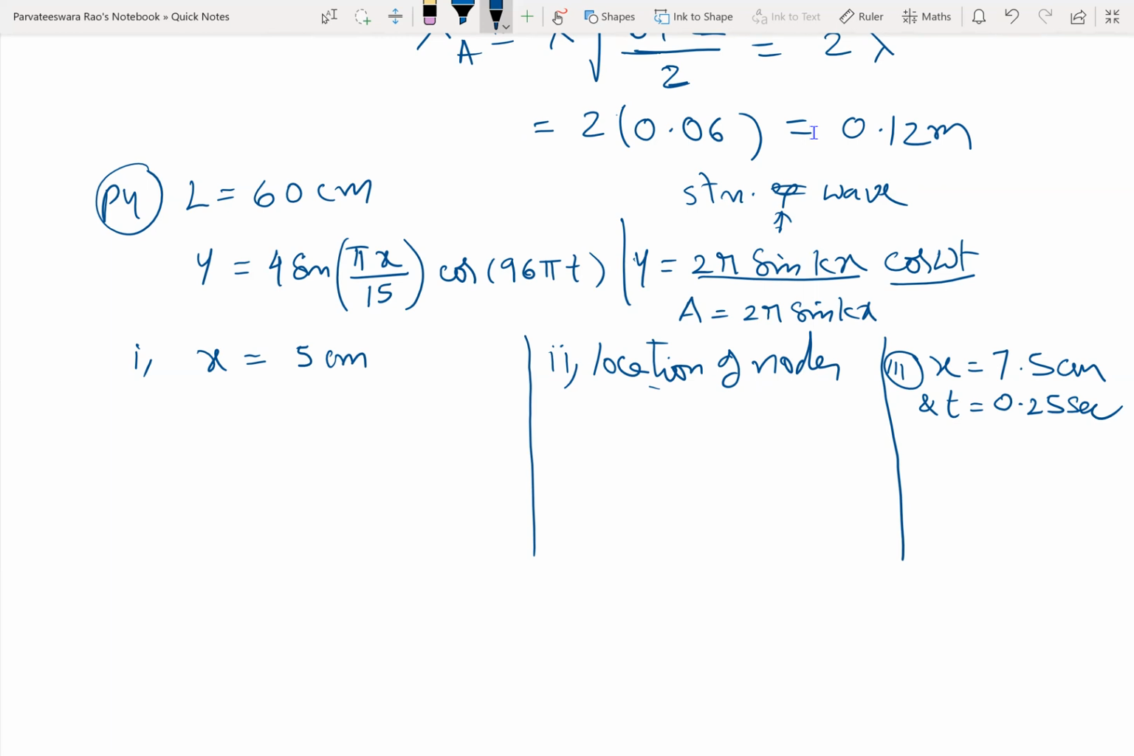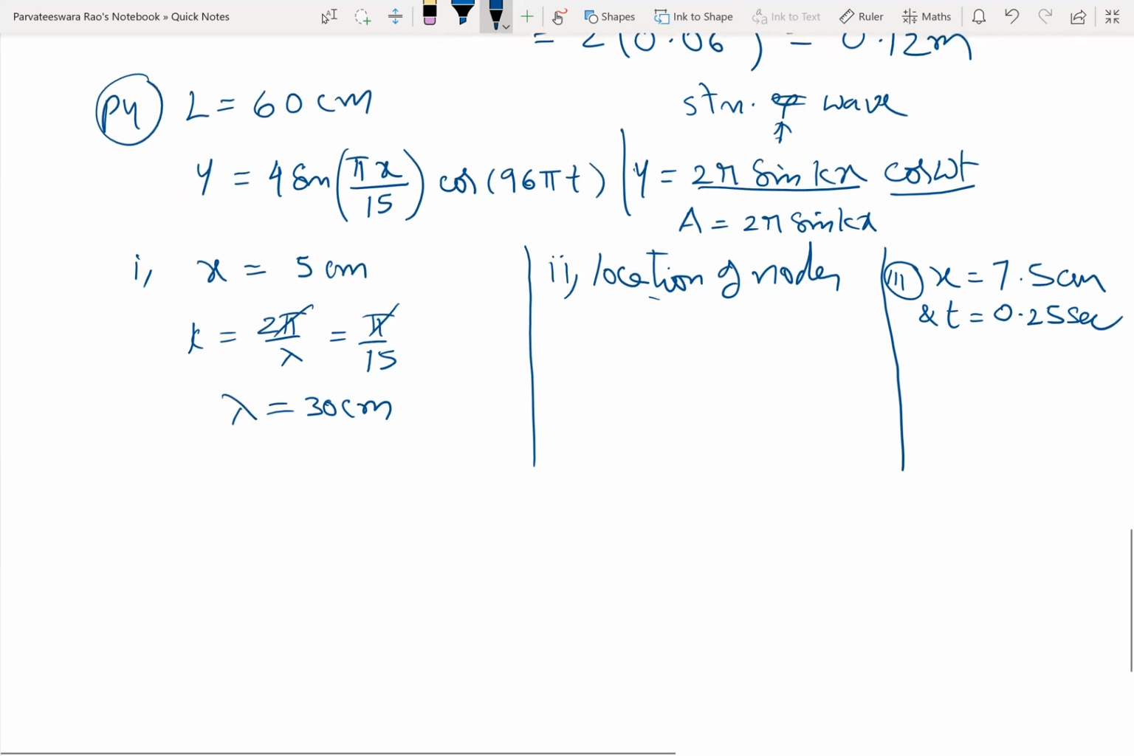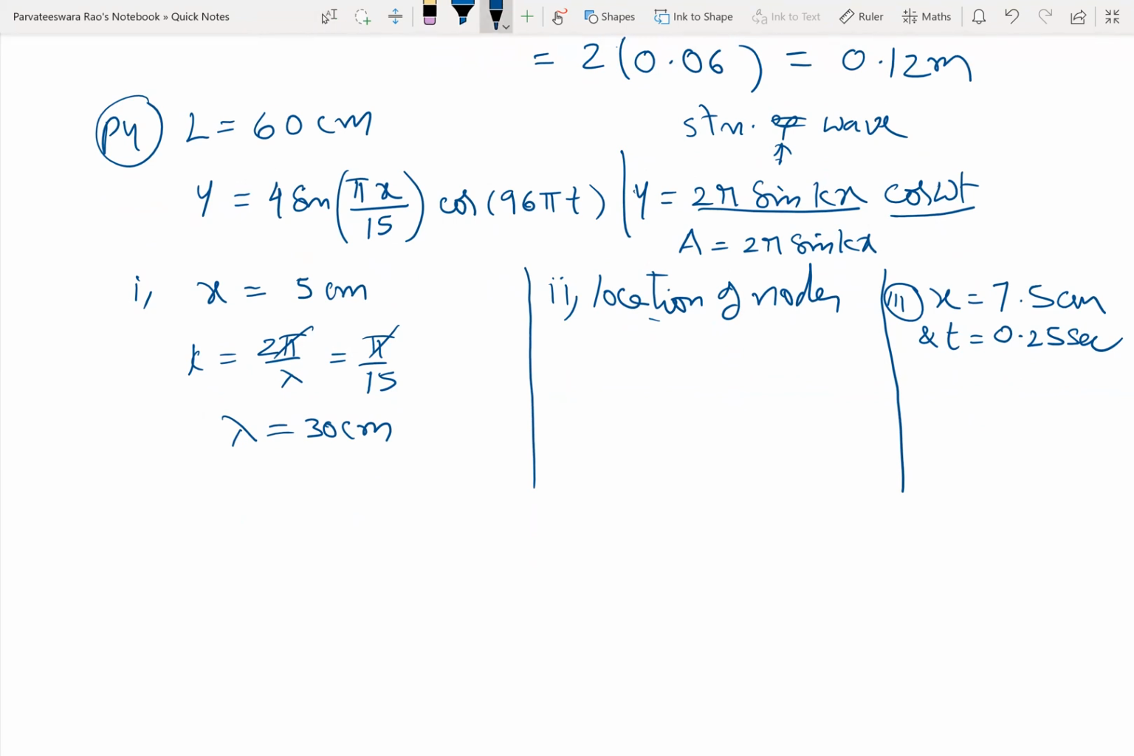Means k is equal to 2 pi by lambda is equal to pi by 15. So you cancel pi. Therefore, lambda is equal to 30 centimeters. Logically, you can do it. So if lambda is equal to 30 centimeters, sin kx means nodes will be starting from x is equal to 0. For x is equal to 0, y will be 0.